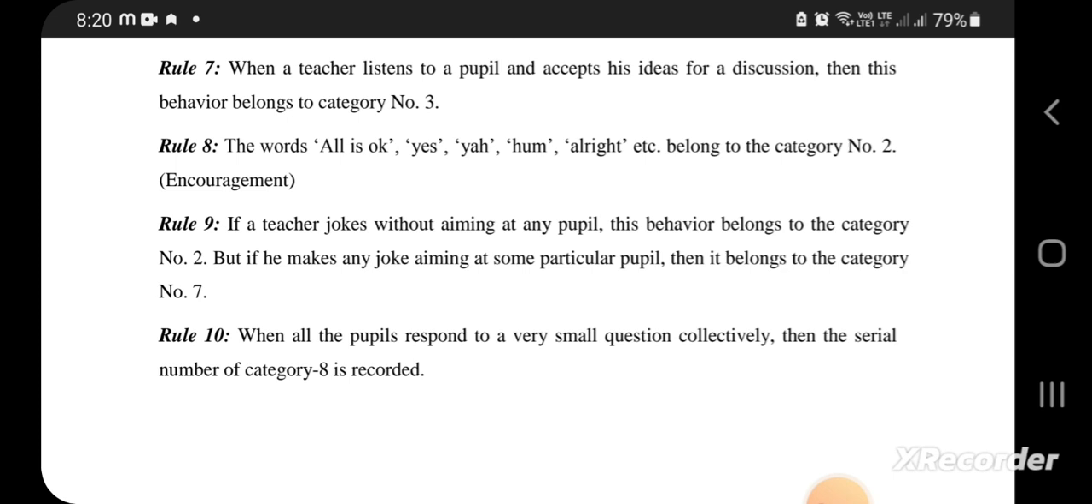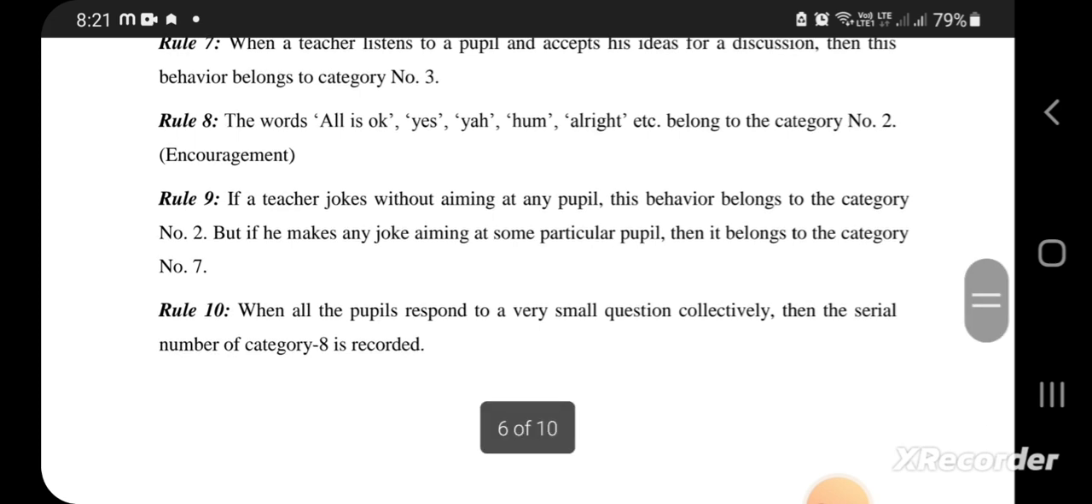Rule number 9. If a teacher jokes without aiming at any pupil, their behavior belongs to category number 2. But if he makes any joke aiming at some particular pupil, then it belongs to category number 7.